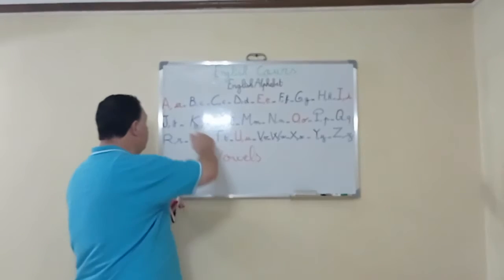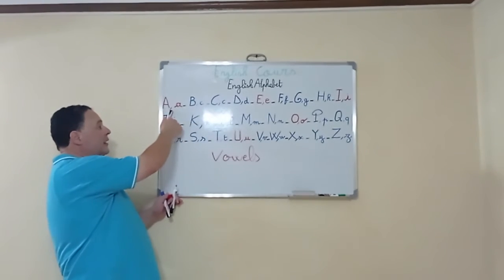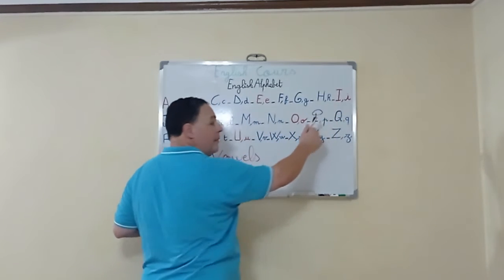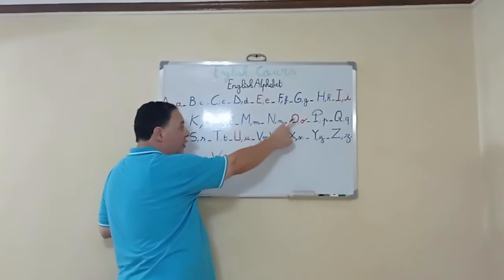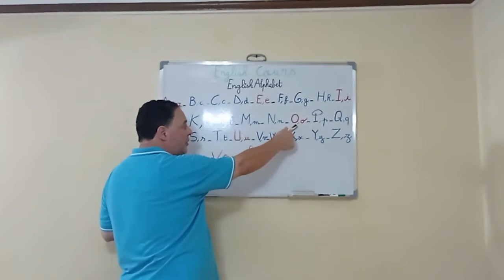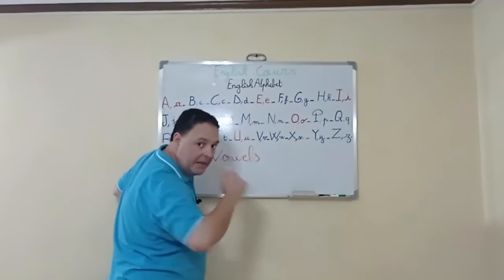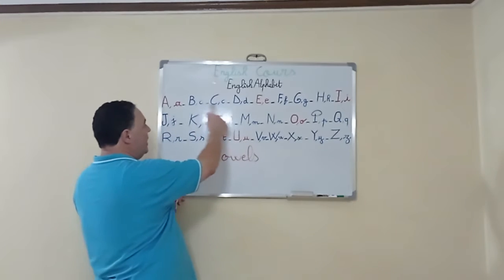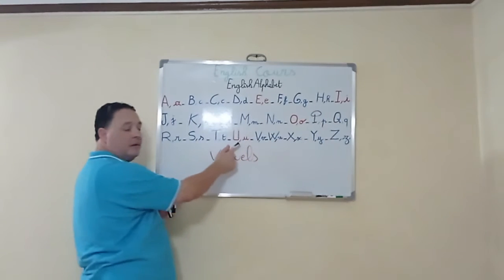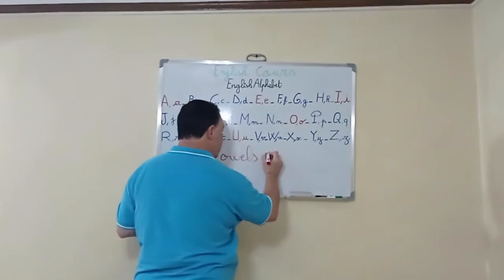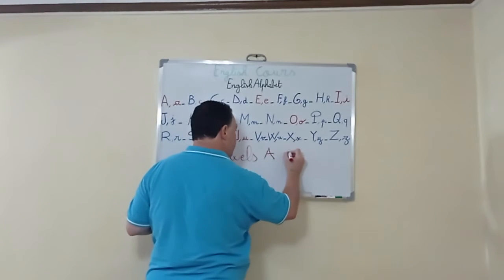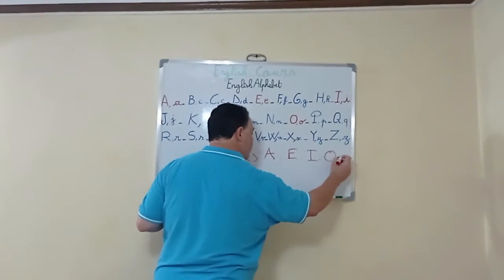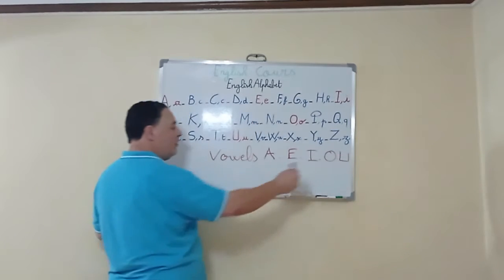So we have vowels. Dua, A, E, I. Muhammad, O, U. A, E, I, O, and U are vowels. So A, E, I, O, U are vowels.